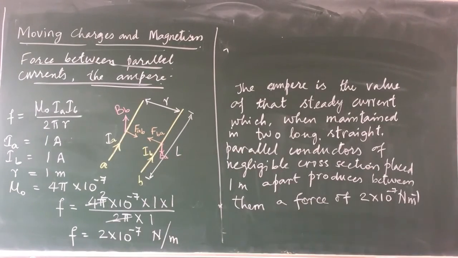Ampere is the value of that steady current which, when maintained in two long straight parallel conductors of negligible cross section placed 1 meter apart, produces between them a force of 2 into 10 to the power of minus 7 Newton per meter.